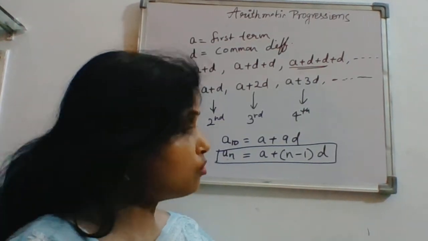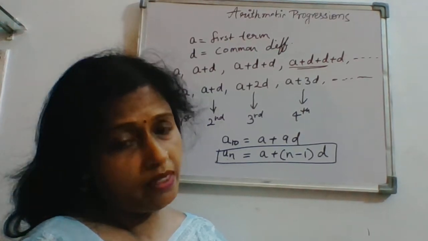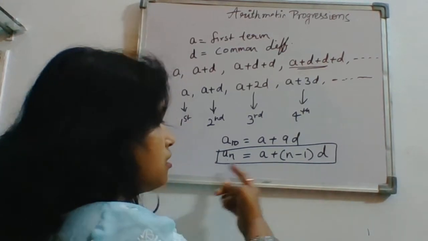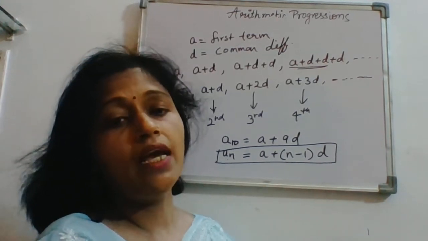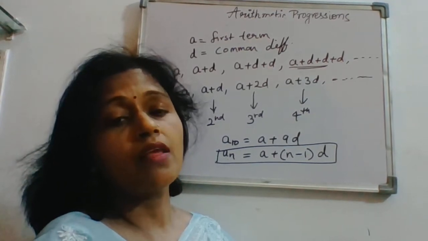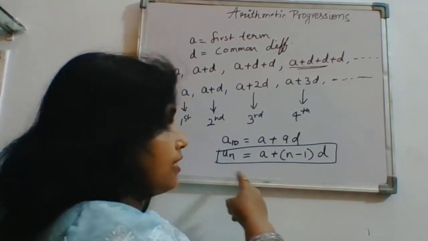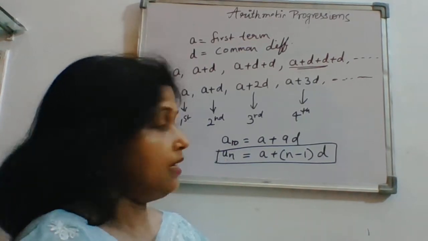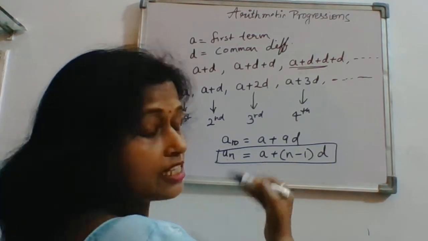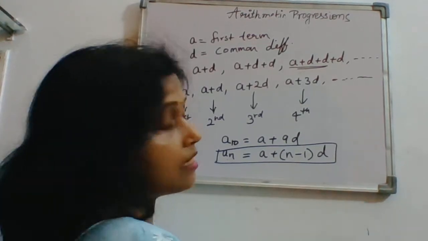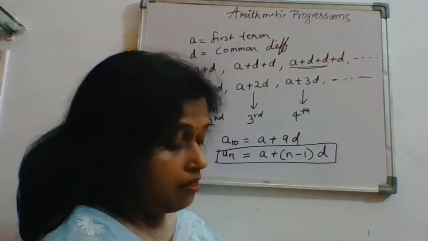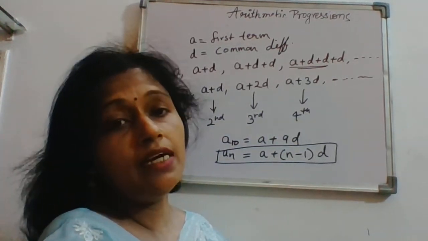So if any term in between the AP is asked of us, we can find it using this formula: an is equal to A plus n minus 1 times D. This is the nth term. an is represented for the nth term, and D is the common difference. A is your first term and n is the number of terms. And A, A plus D, A plus 2D, A plus 3D, that is your general form of the AP.